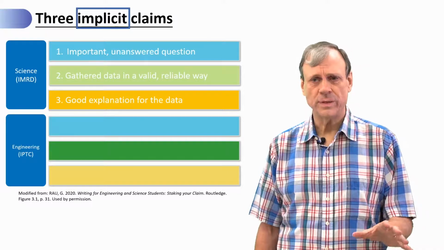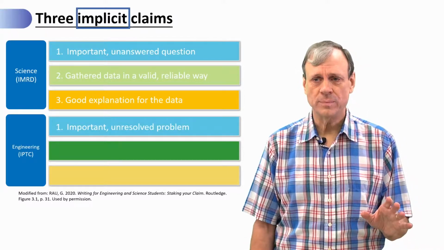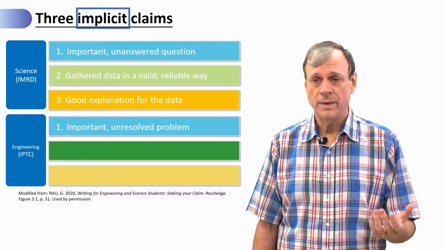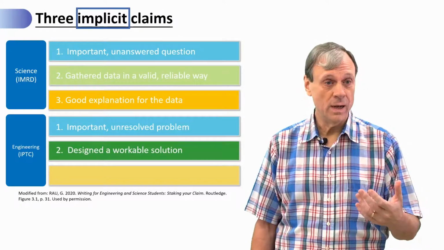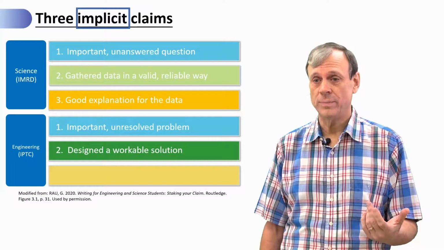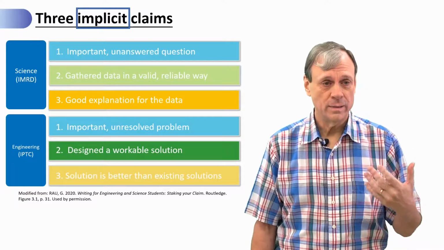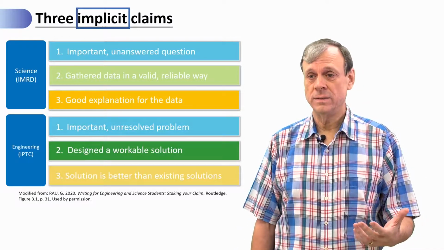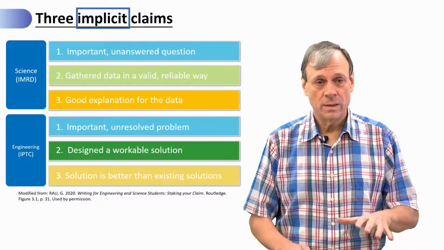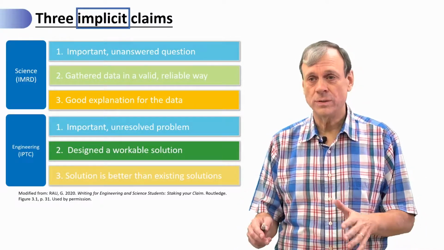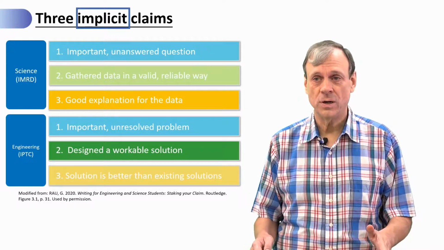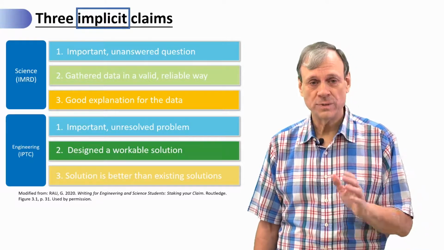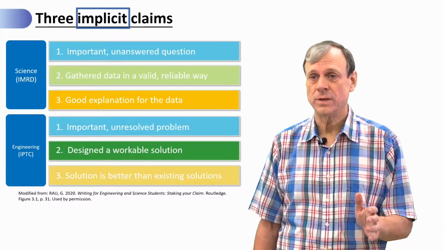In engineering, it's a little different. Engineering begins with an important unresolved problem. And then it makes the claim that you have designed a workable solution for that problem, followed by the claim that your solution is better in some way than the existing solutions. Now, this is shown in the structure of the research articles. Each of these main implicit claims represents one division of the research article.